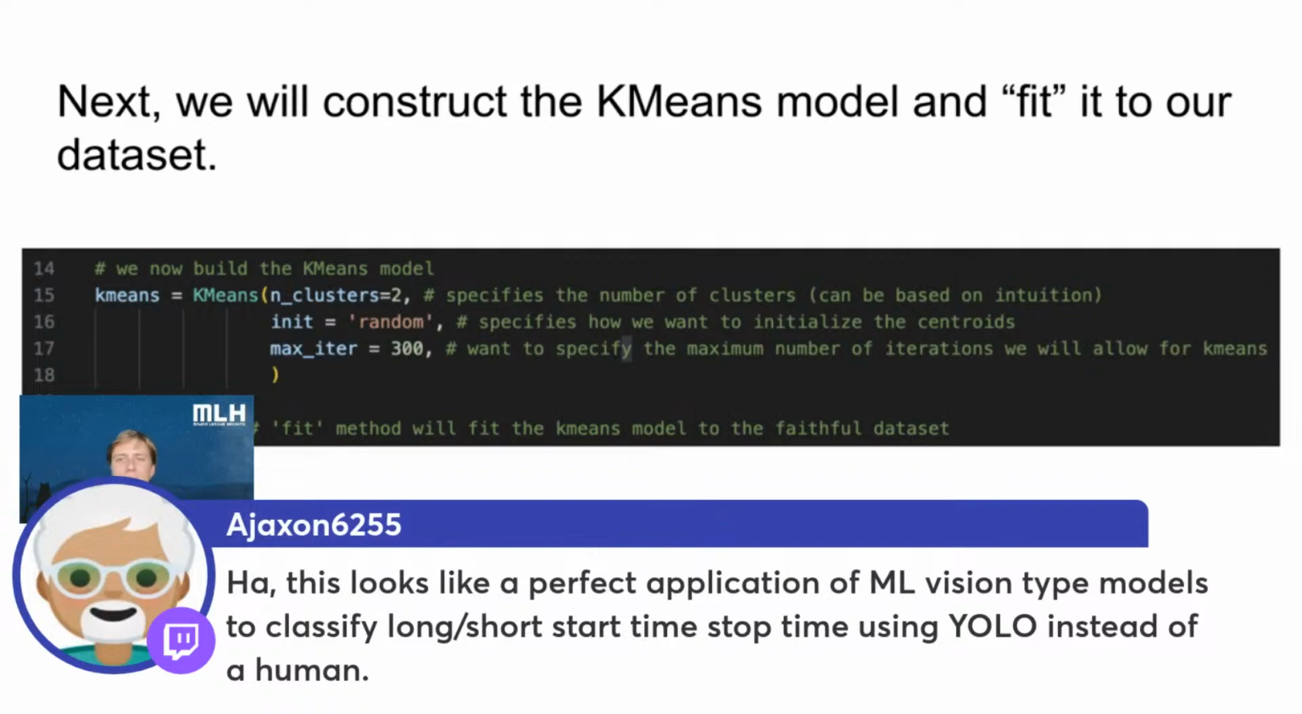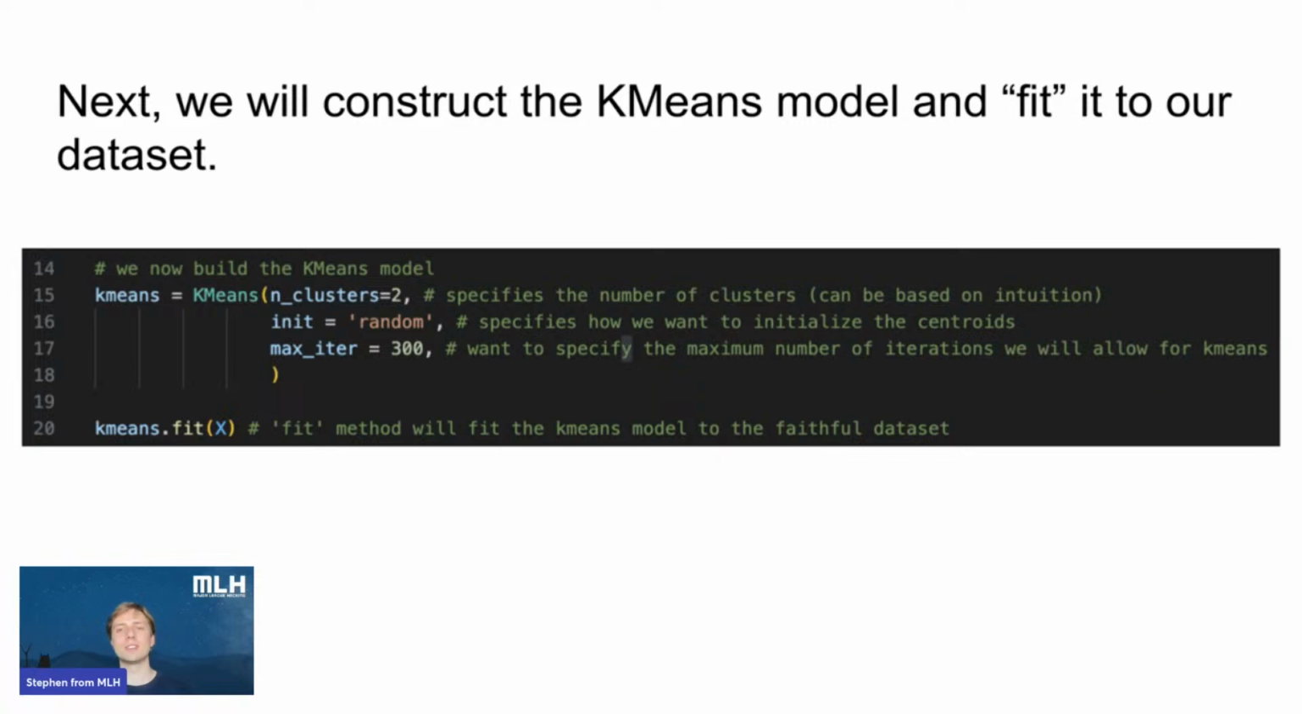Ajax says, this looks like the perfect application of ML vision type models to classify long, short, start time, stop time using YOLO instead of a human. Yeah. I mean, that would be kind of cool to build such a thing. Yeah, computer vision could be a great application. This could be a great application for computer vision. But today we're using a clustering algorithm.